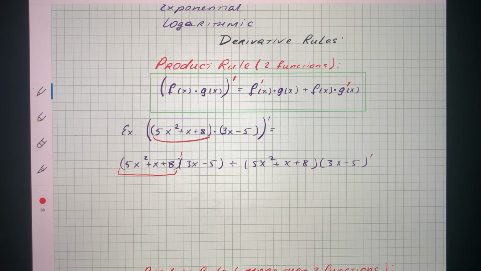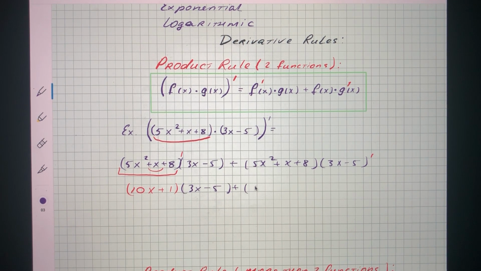Well, the first term is the power rule. Derivative of 5x to the 2 is 10x to the first. The derivative of x is just 1, and the derivative of 8 is nothing, it's 0. So the rest of the question is unchanged, and I simply copy it over. And when I get to the last derivative, we'll take that.